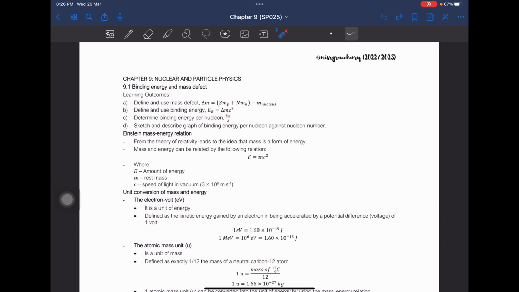And lastly, you have to sketch and describe the graph of binding energy per nucleon against the nucleon number. Okay, so you have to sketch it. Oh my god, so you have to memorize the graph.